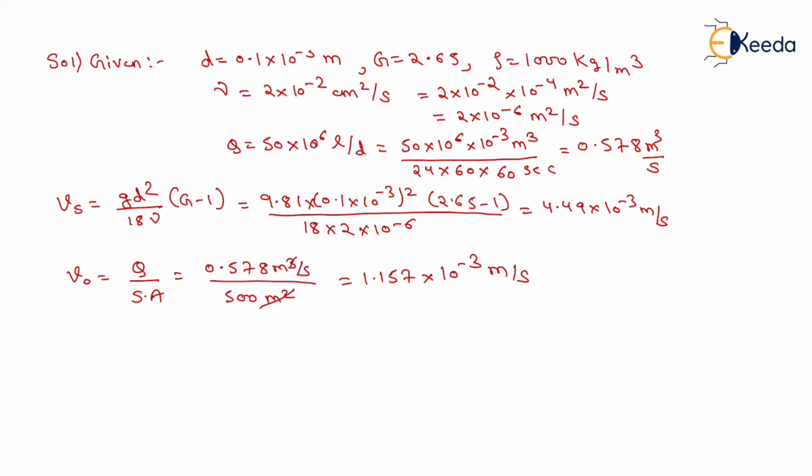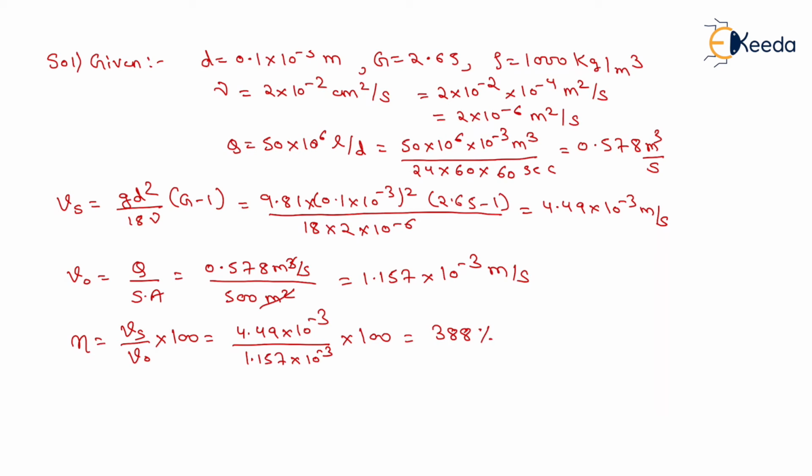Now we have the settling velocity and we have also calculated V naught. The formula of efficiency is Vs upon V naught into 100. So we put the values of Vs and V naught here. Vs is 4.49 into 10 to the power minus 3, and V naught is 1.157 into 10 to the power minus 3, multiplied by 100, and it will be nearly equal to 388%.